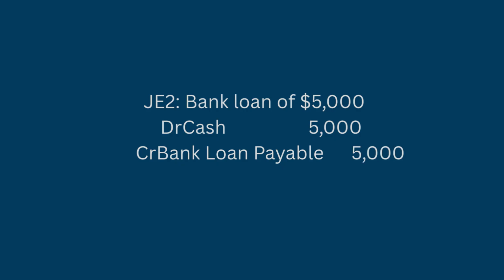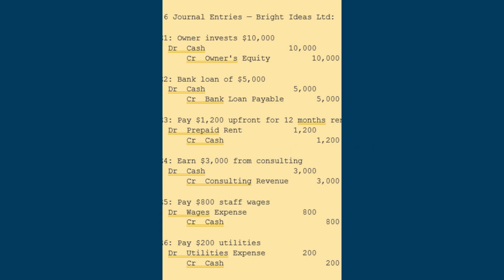Both sides of the equation move by exactly the same amount. Let me show you all 6 journal entries for Bright Ideas Limited. Watch how every single one stays balanced. Every entry, debits on the left, credits on the right, perfectly balanced. That is double entry accounting in action.